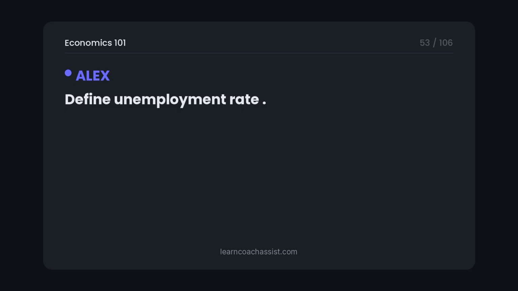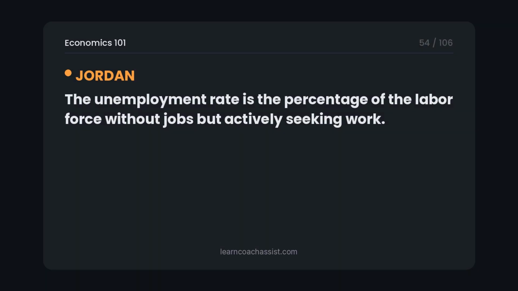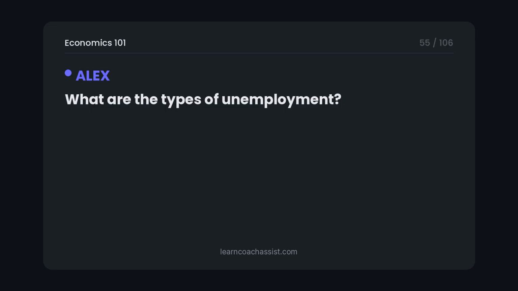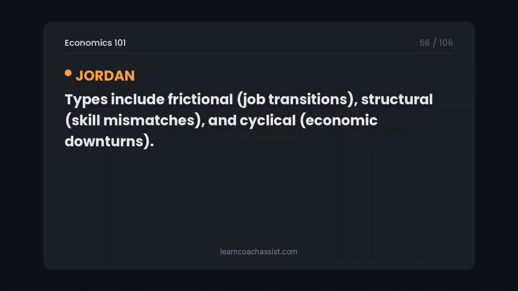Define unemployment rate. The unemployment rate is the percentage of the labor force without jobs but actively seeking work. What are the types of unemployment? Types include frictional, job transitions, structural, skill mismatches, and cyclical, economic downturns.